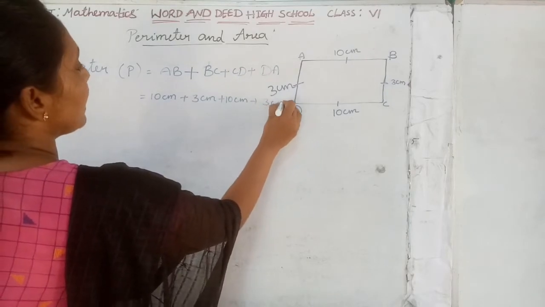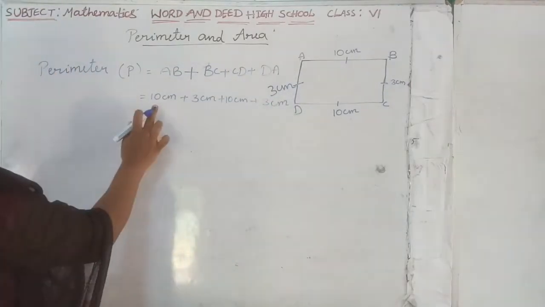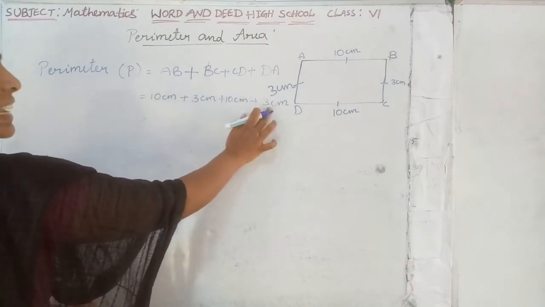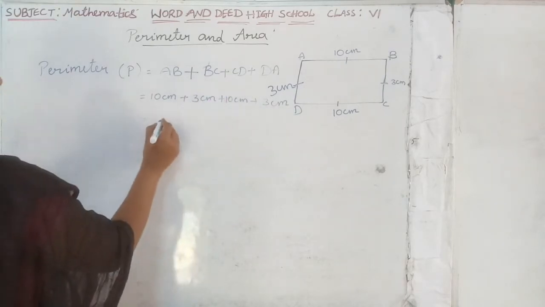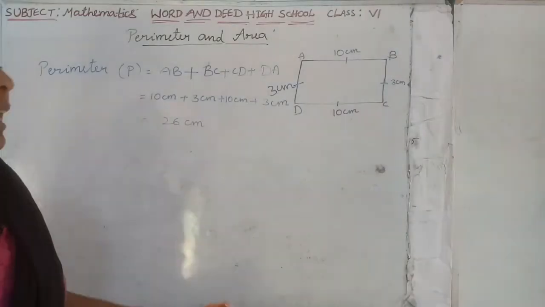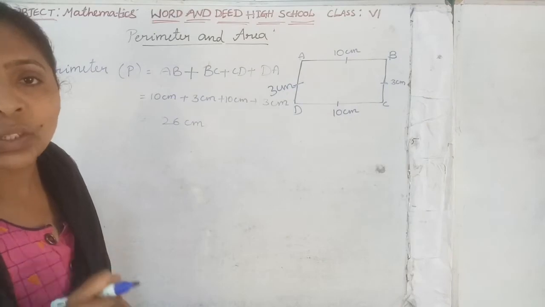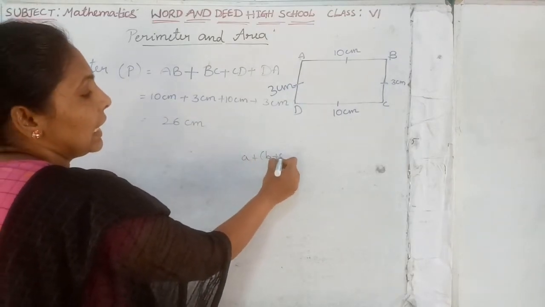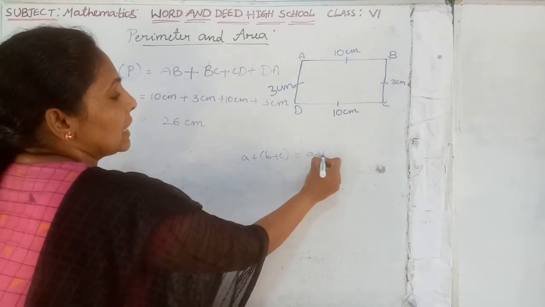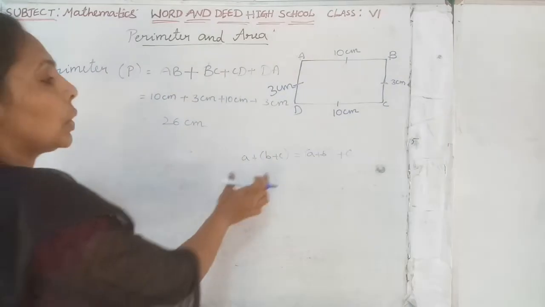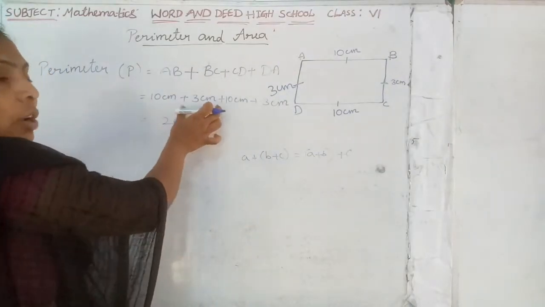3 centimeters. So 10 plus 10, 20. 3 plus 3, 6. So 20 plus 6, 26 centimeters, because we can arrange the numbers. That is only the associative property, na, children. A plus B plus C is equal to A plus B plus C. In first chapter we have discussed, children. So that is the rearrangement of the numbers.